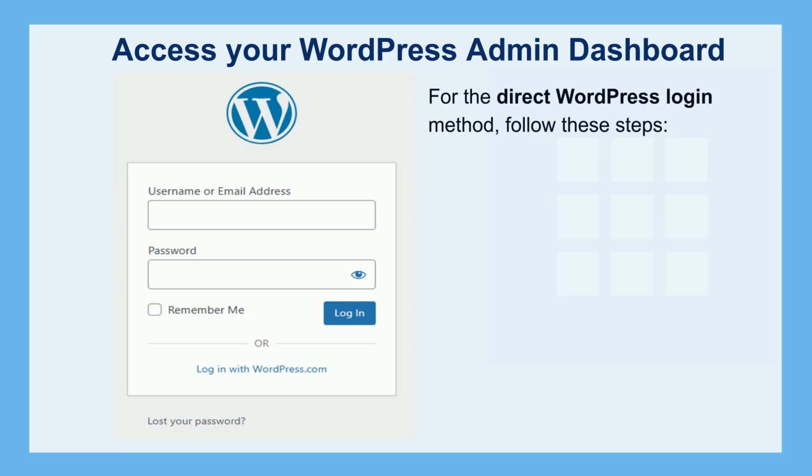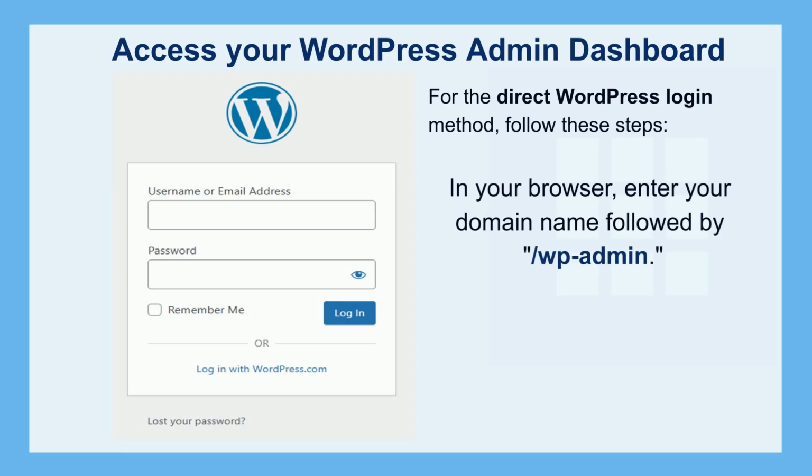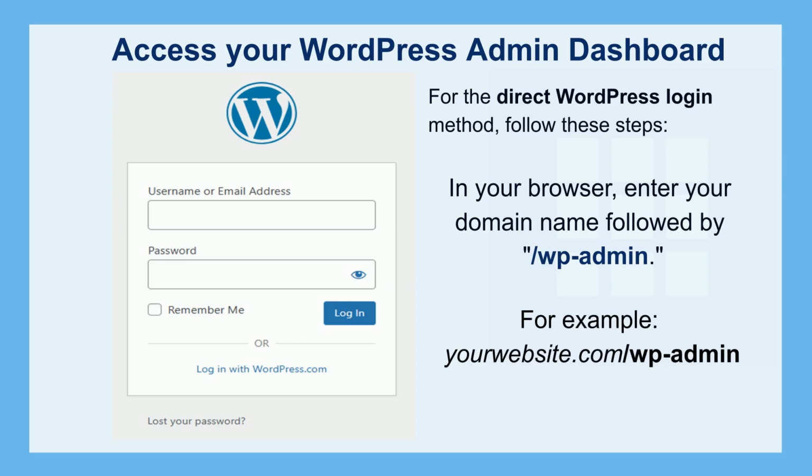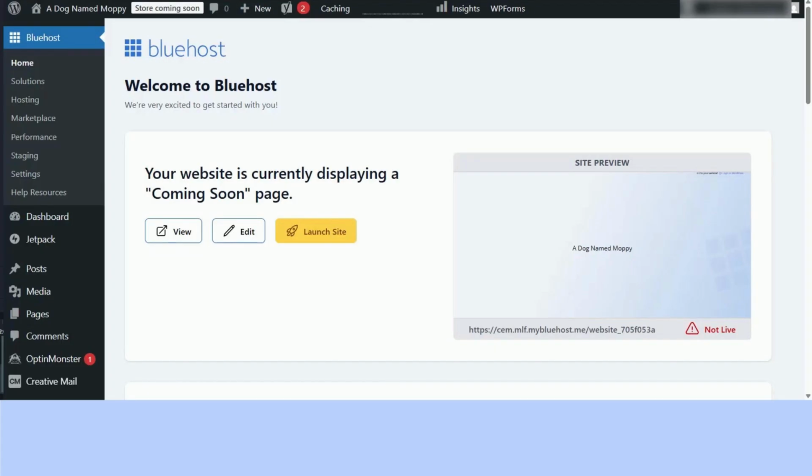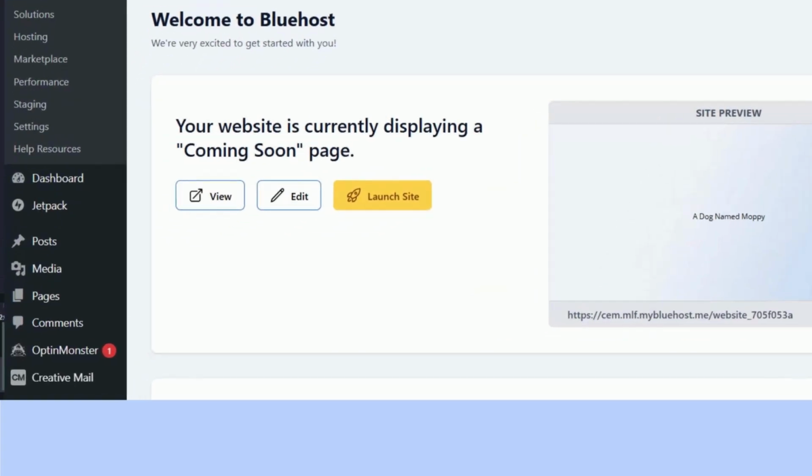For the direct WordPress login method, please follow these steps. In your browser, enter your domain name followed by /wp-admin. On the login page, enter your WordPress username and password. Once you're in the WordPress dashboard, follow these steps to install a plugin.